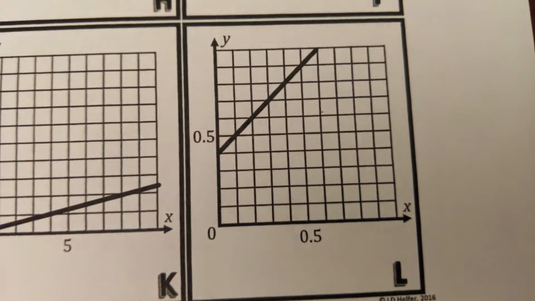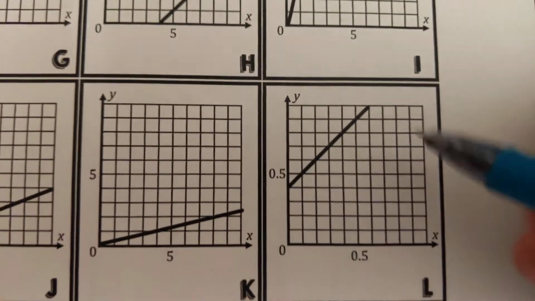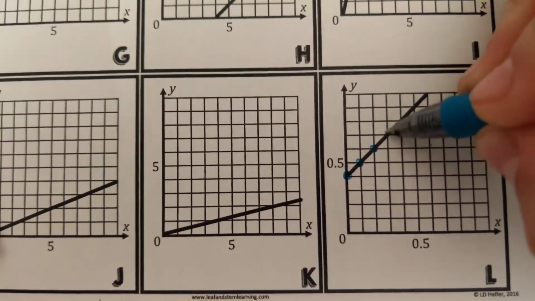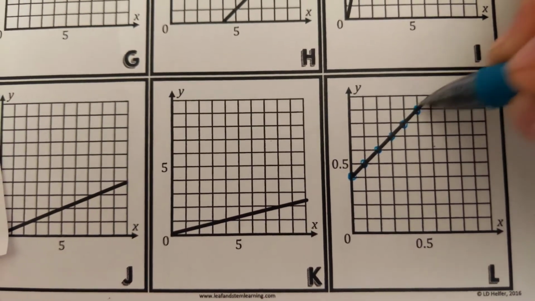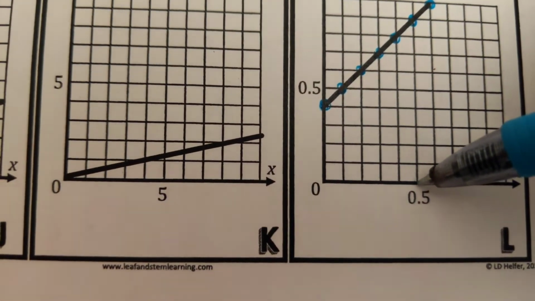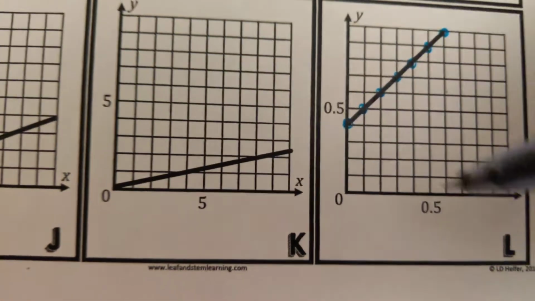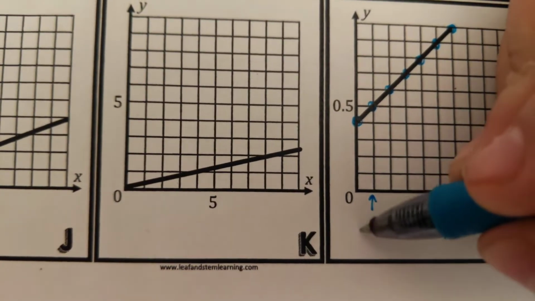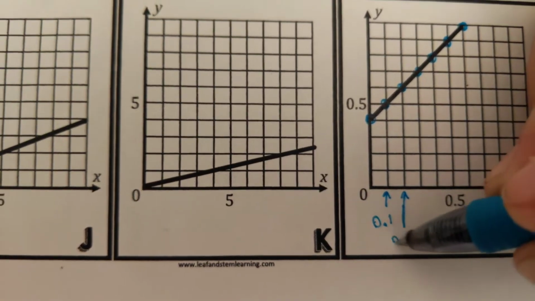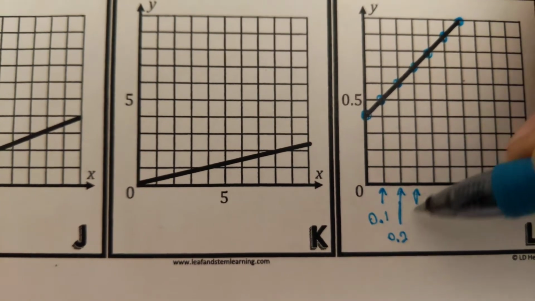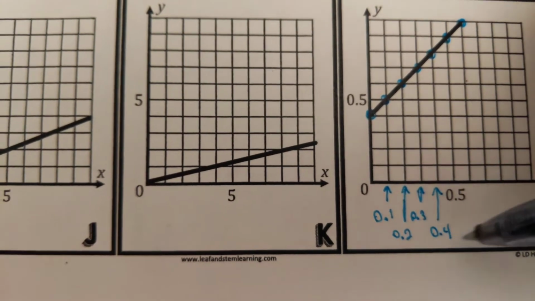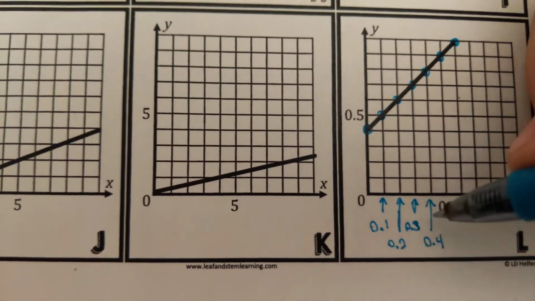So if we do L, we're going to put some points on that line. First thing is I'm going to do that point, that point, that point, that point, that one, that one, and that one. Now look at what we're counting by. On the x-axis, this is not even a whole. This is 0.5 or 5/10, which means that this one right here is probably going to be 0.1. And then this one right here is going to be 0.2. And then this one right here, 0.3. And finally, that one right there would be 0.4. You see that? So we're counting by 1/10 each time.